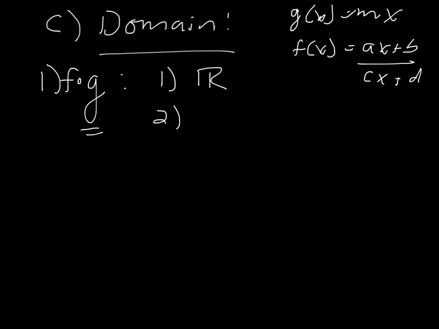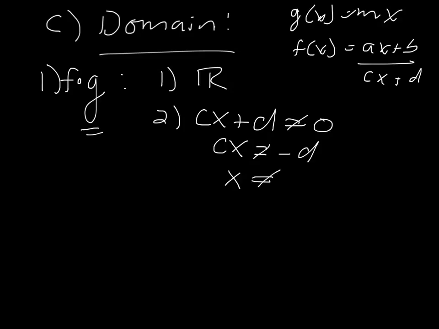So our second step is the domain of the outer function, which is f of x. We can see that here the denominator cannot equal 0. So cx plus d cannot equal 0. Cx cannot equal negative d. Divide c by both sides. X cannot equal negative d over c.